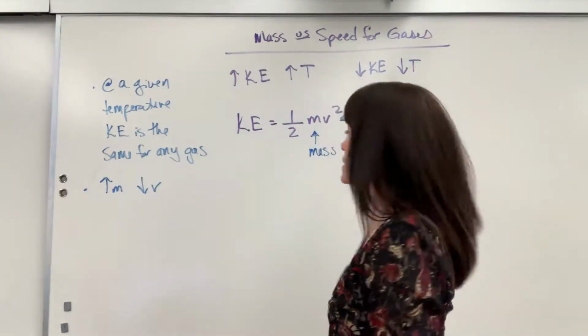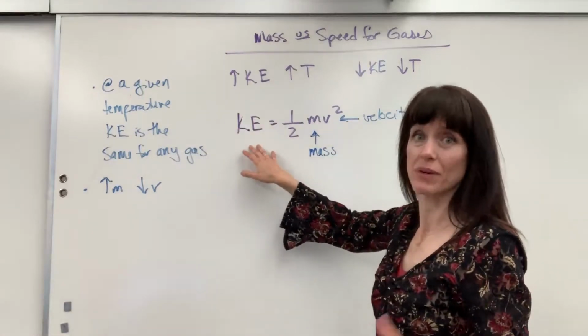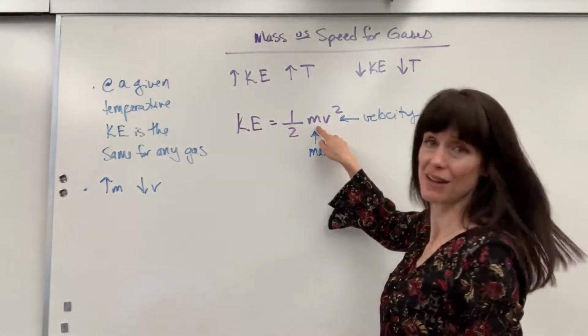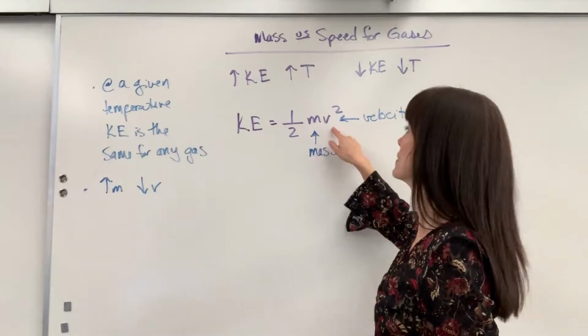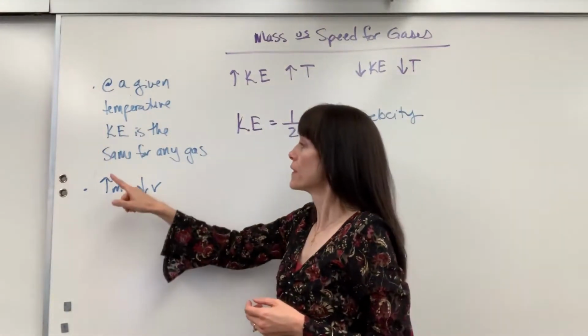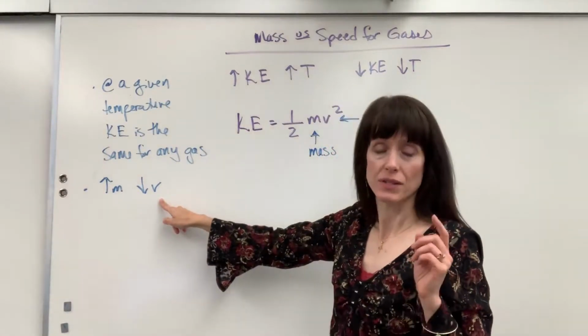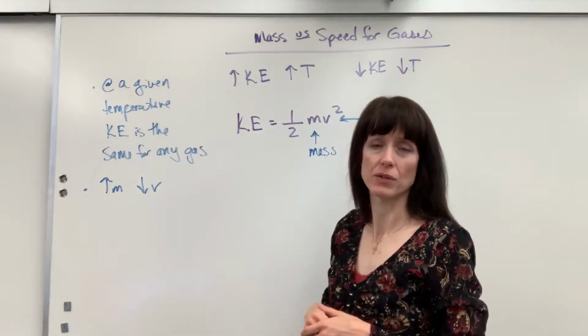Now what has to be different? The kinetic energy has to stay the same, but these gas molecules are going to have different masses. So that means the velocities will be different. So here's your big takeaway. The larger the mass, the slower the velocity, the slower that gas molecule is going to move.